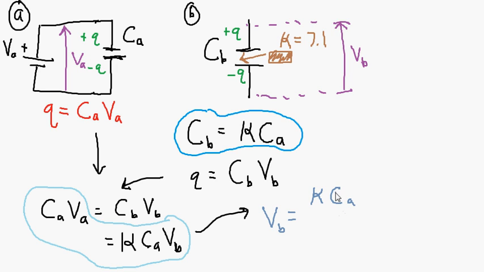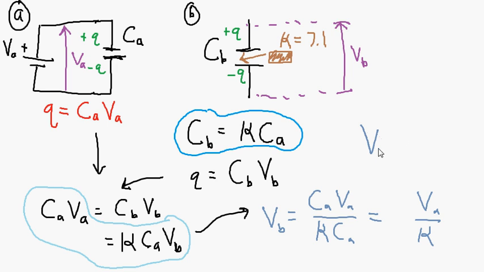No, I'm sorry, that's wrong. I've got my fractions wrong. I'm trying to be too clever. VB equals CA VA over kappa CA, or, even simpler, it just equals VA over kappa. So this is kind of interesting. Let me just write the whole thing there. VB equals VA over kappa.